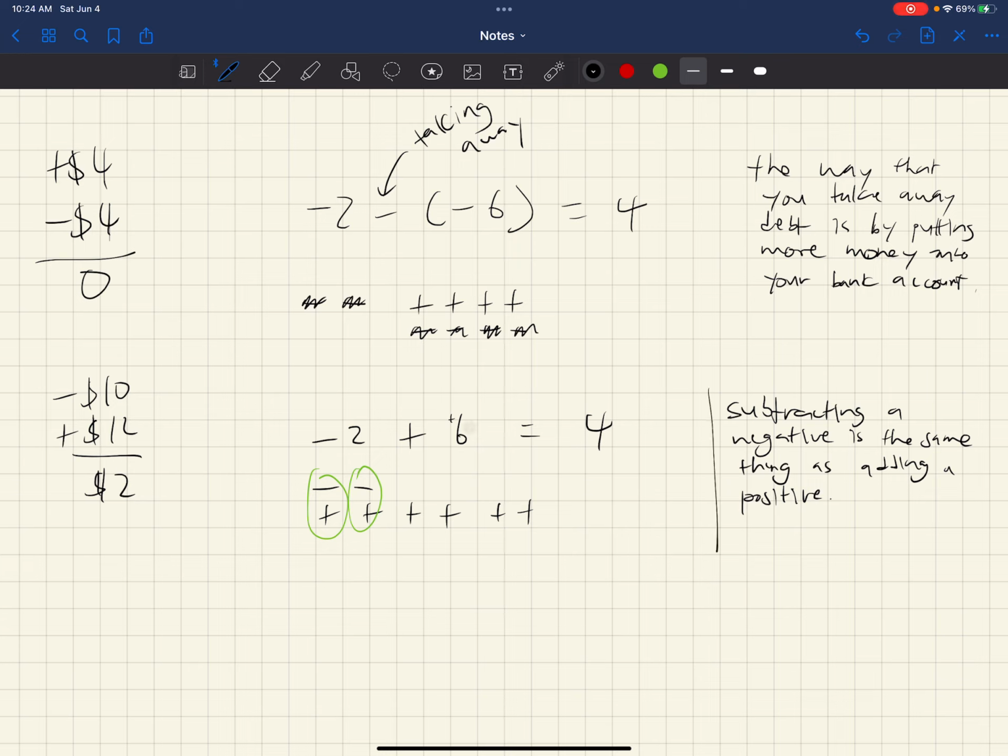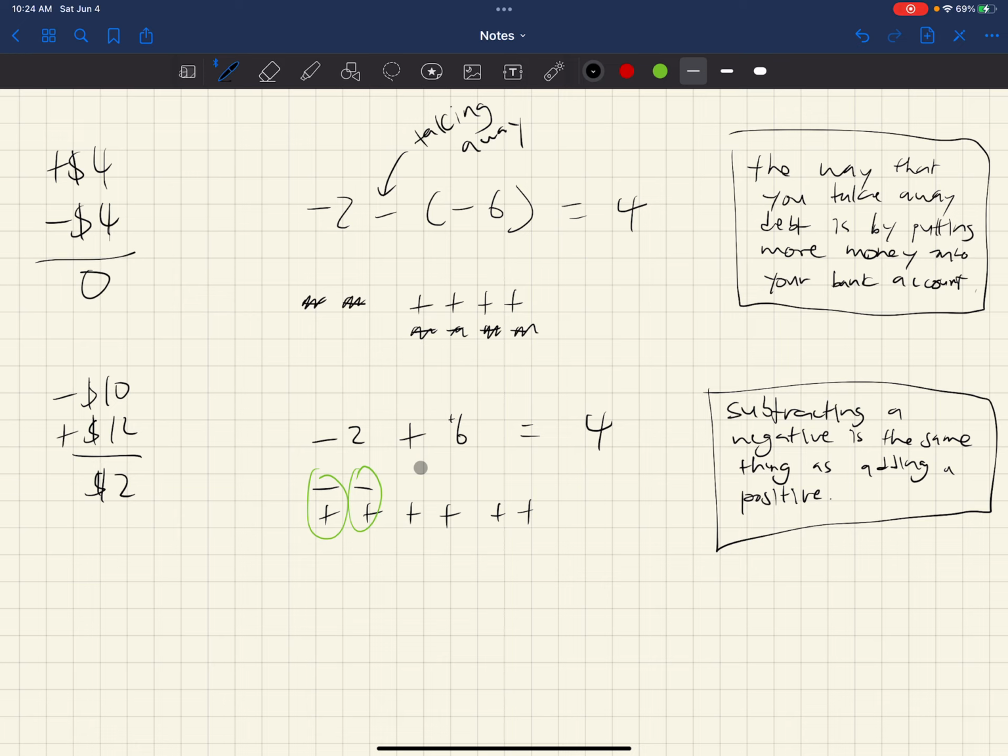So this is actually a really important rule that you want to understand. And also this right here. The way that you take away debt is by putting more money into your bank account, and subtracting a negative is the same thing as adding a positive. So we'll do more practice of this in the next video.